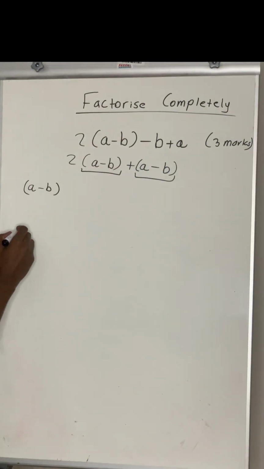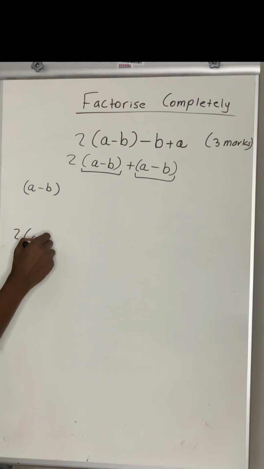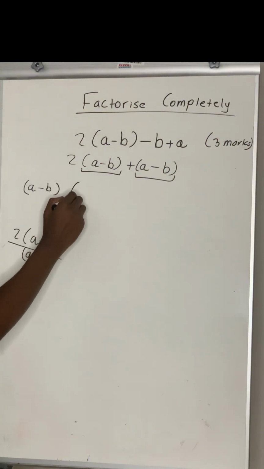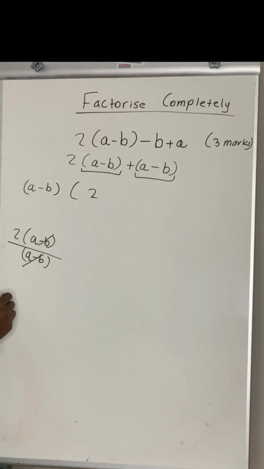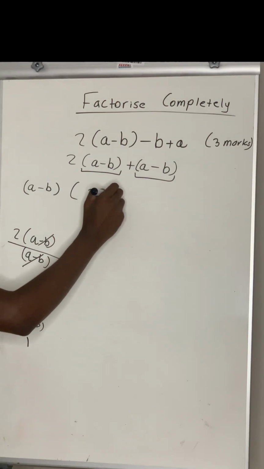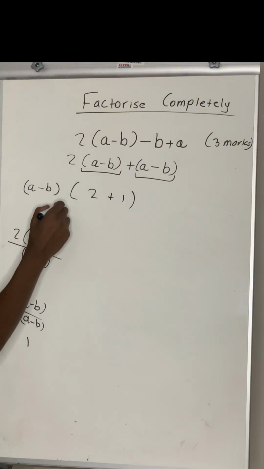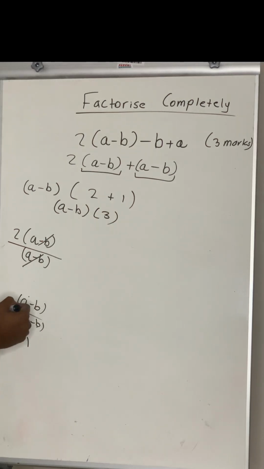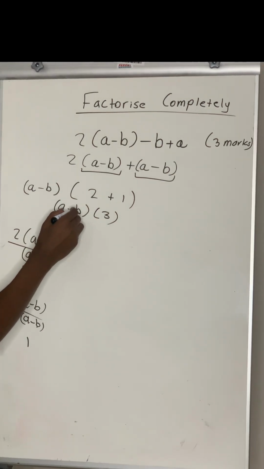Now on this side we have 2 into a minus b. We're dividing it with our common factor, which is a minus b again. These two are going to cancel each other out, and then we're going to be left with positive 2. Okay? And then we also have a minus b on this side. You divide it with the common factor, which is a minus b. A minus b divided by a minus b is simply 1. So it's going to be positive 1. And then a minus b times 3. And then you factorize this completely.